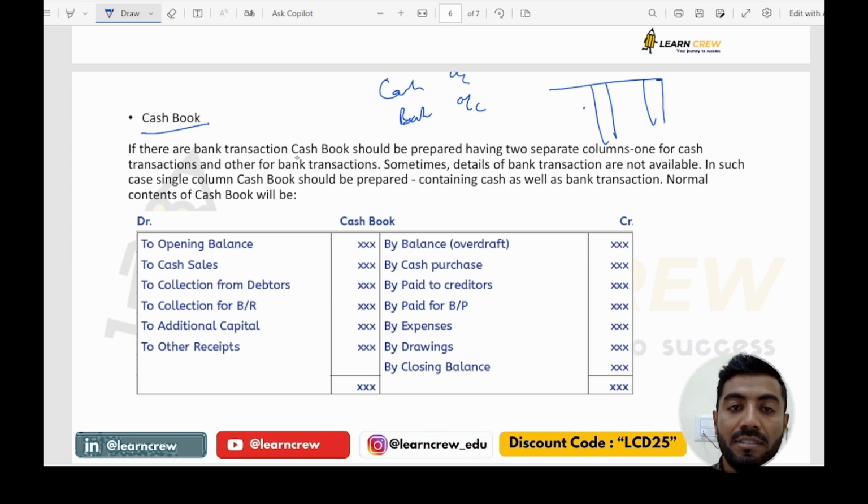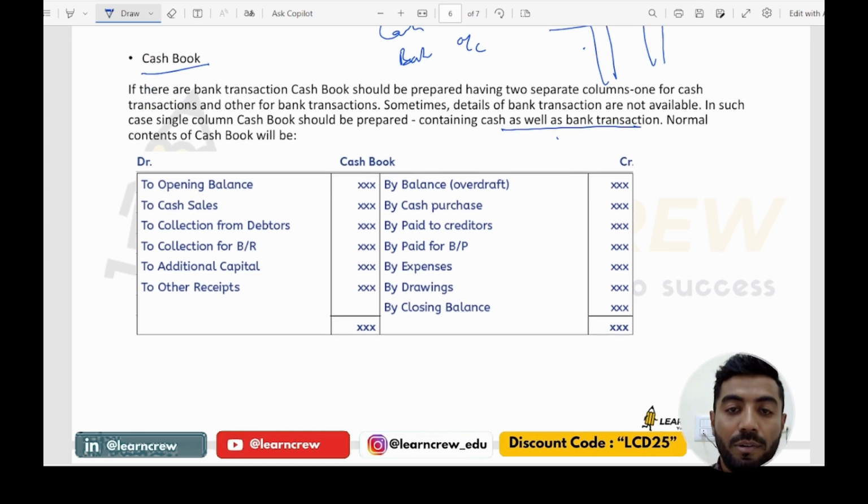If there are bank transactions, the cash book should be prepared having two separate columns, one for cash transactions and the other for bank transactions. Sometimes details of bank transactions are not available. In such a case, a single-column cash book should be prepared containing cash as well as bank. A list of items which might appear in the cash book has been given, and we'll discuss them one by one. Opening cash balance will be there and closing cash balance will be there.